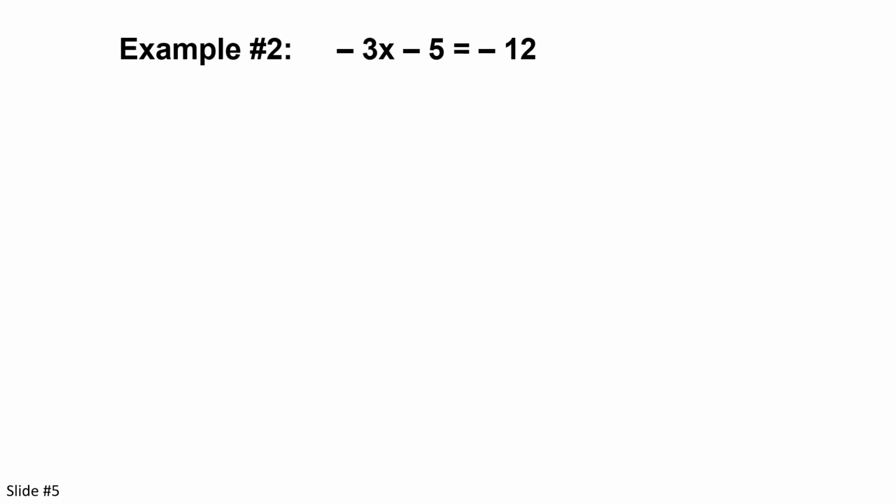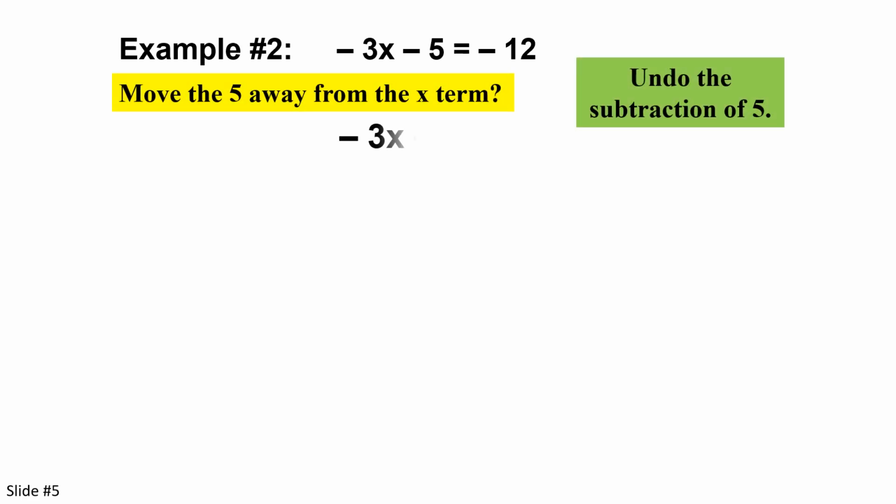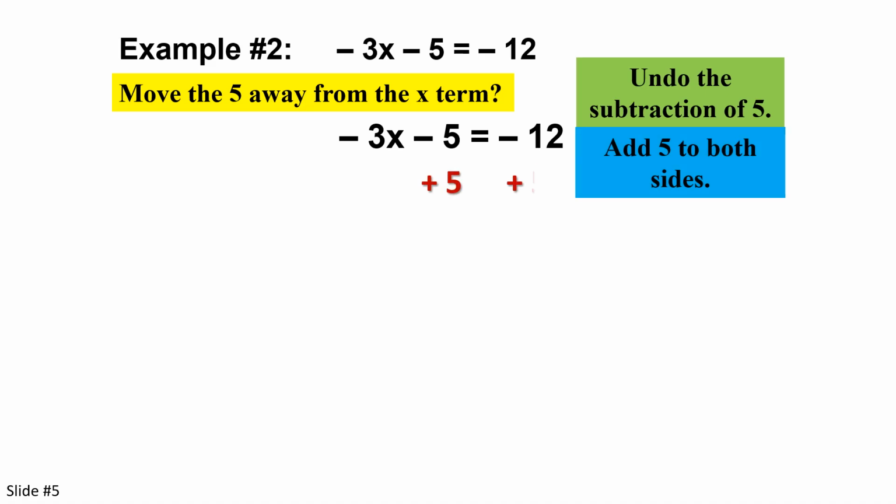Negative 3x minus 5 equals negative 12. So we need to move the 5 away from the x term. The 5 is being subtracted because it's a negative 5. The opposite of undoing that would be adding 5 to both sides.